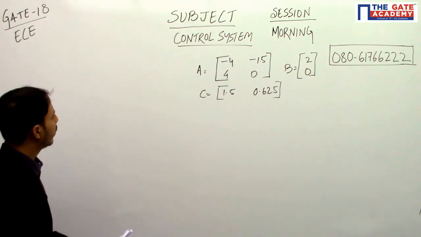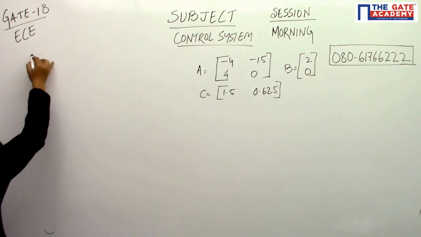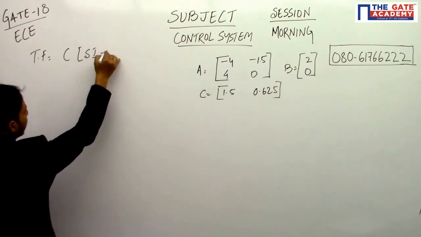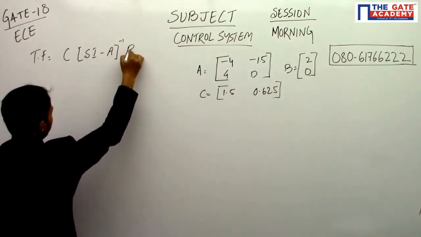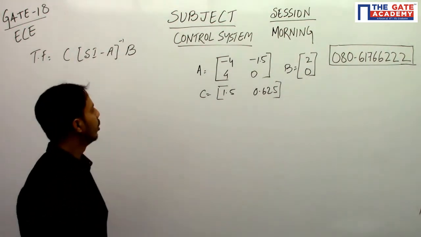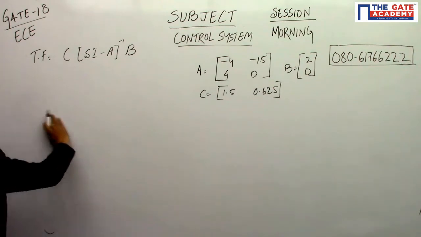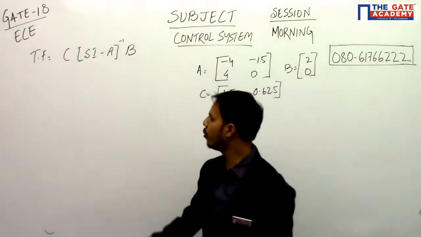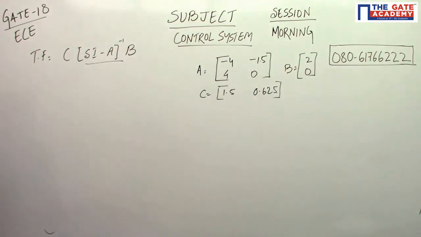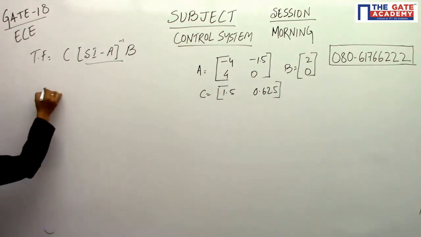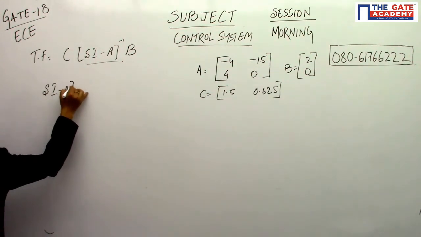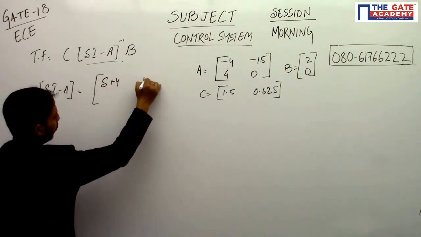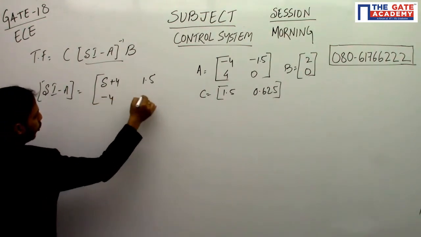Okay, so we know there is a formula, which is transfer function is equal to C into (SI minus A) inverse into B. Here the D is already zero, so this is the part. Now before we calculate this transfer function, we need to find out this matrix (SI minus A) inverse. So A is given here, so SI minus A will be S plus 4, 1.5, minus 4 and S.